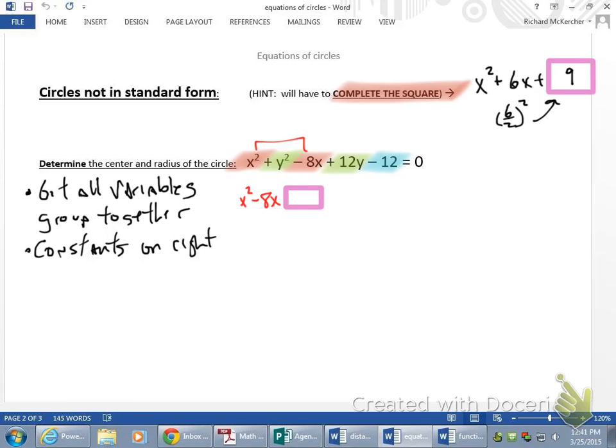So I group the two x's together, and I left myself a space here because we're going to do just what we did up here. We're going to complete the square, so I left myself a space. Same thing with the y's. Leave myself a space. And then remember, we're going to move the constant to the right. So how do you move the constant to the right? Well, you have to add 12.